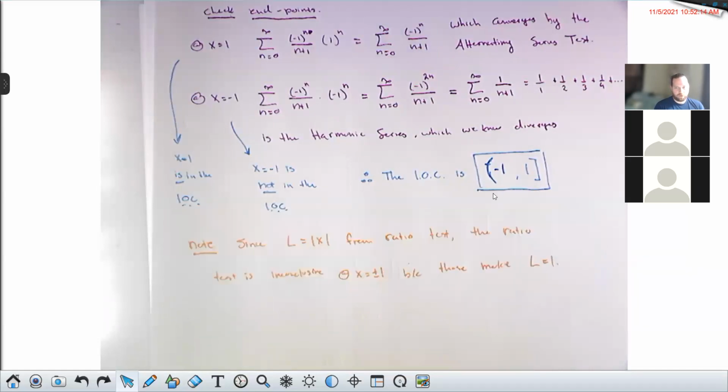All right, so the numbers that give you the endpoints for your interval of convergence are always the numbers that make L equal to 1. And when L is equal to 1, the ratio test is inconclusive.